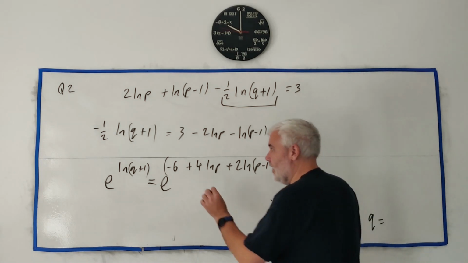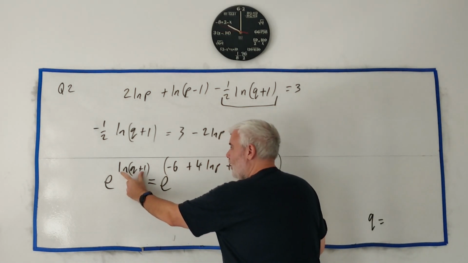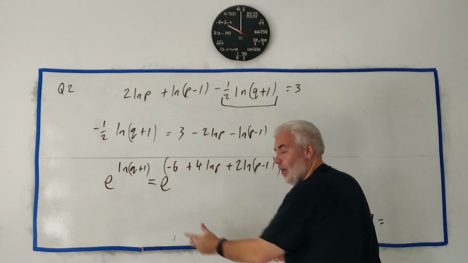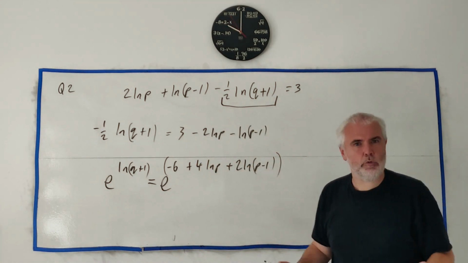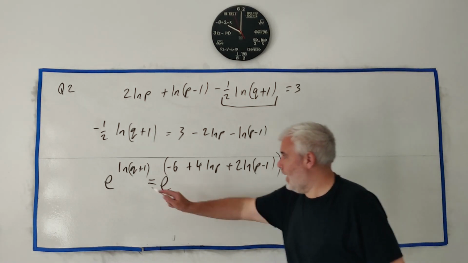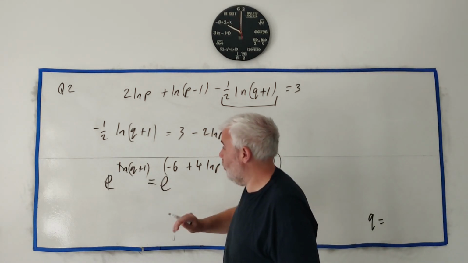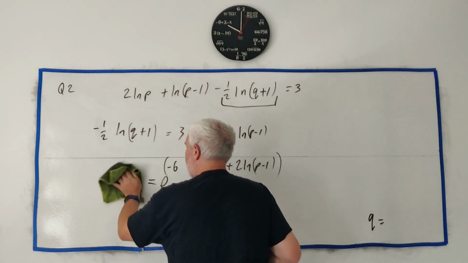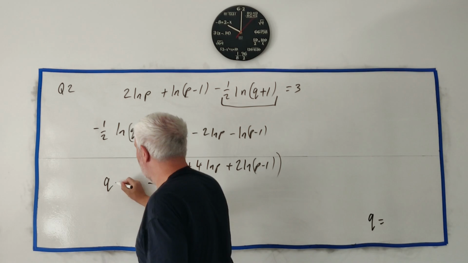So all I've done is everything on the left went over the power of an e. Everything on the right went over the power of an e. So I'm allowed to do that because I was equal to both sides. But look what happens on the left. The e and the natural log destroy each other. And we're left with, let me clean that off, and we're left with q plus 1.